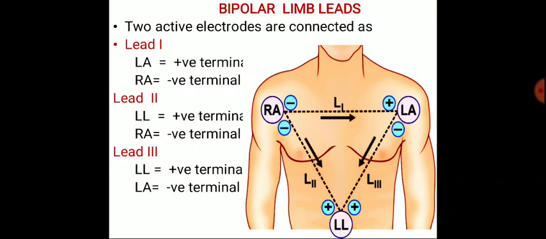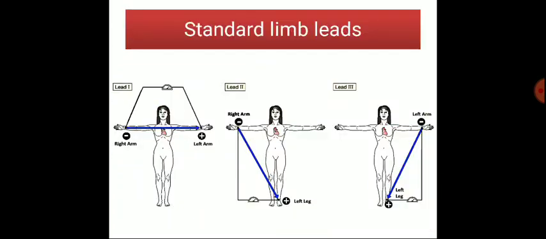The two active electrodes need to be placed at two corners of the triangle. However, practically, placing an electrode at the pubic region is impossible. So rather than placing the electrodes there, they are placed on the proximal or distal part of the extremities, because the current flows in the body fluids and so the records obtained are similar.